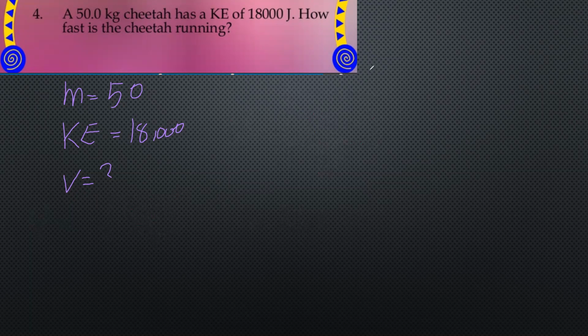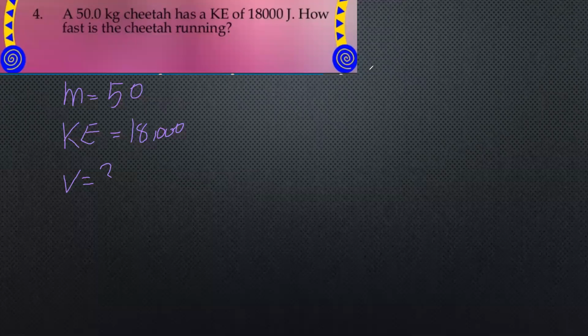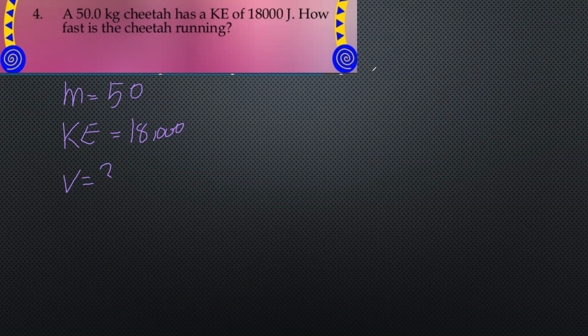I didn't understand how you get the second formula. Okay. We say that KE is half mv squared. So here, divide by half, divide by half.